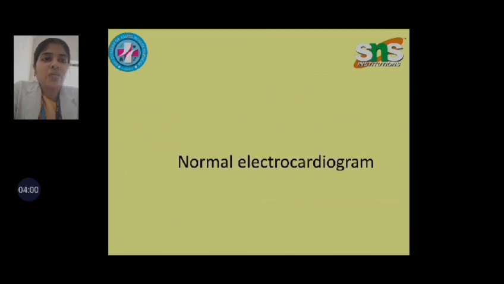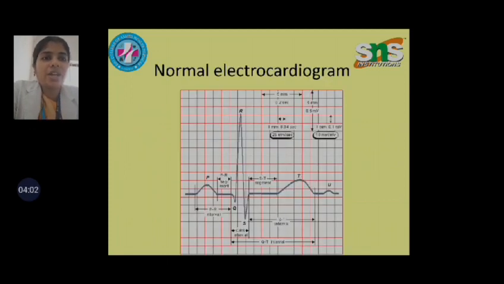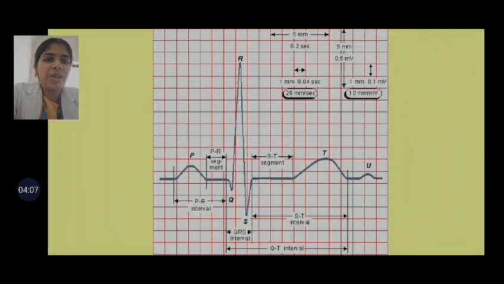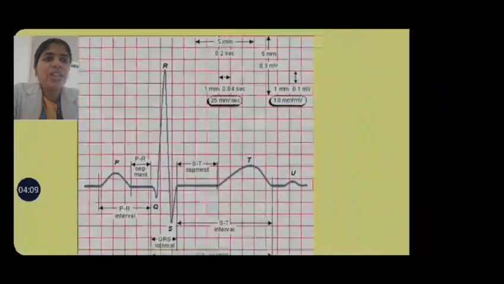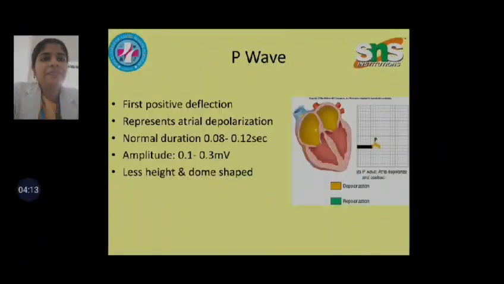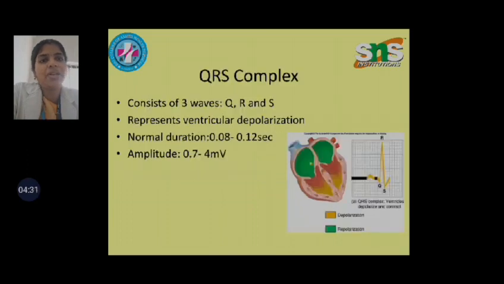And now we are going to see the normal electrocardiogram. This is the block diagram of a normal ECG. There is the P wave, the QRS complex, and the T and U waves. The P wave is the first positive deflection and represents atrial depolarization. Normal duration is 0.08 to 0.12 second. Amplitude is about 0.1 to 0.3 millivolt, and it is a low, dome-shaped wave.